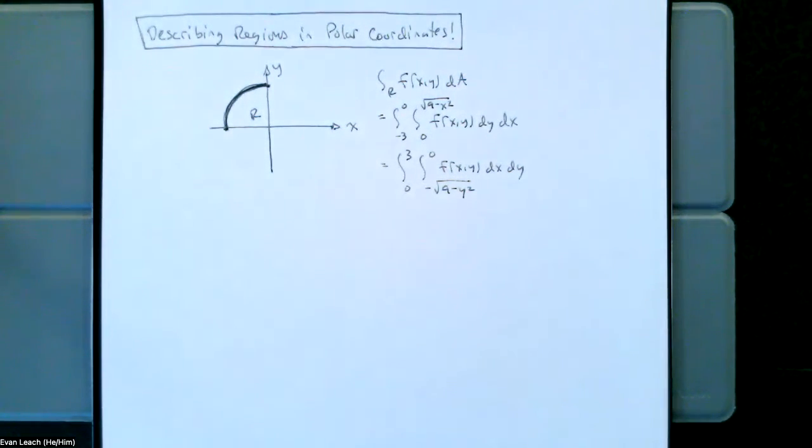Then when we went to the dx dy integral, y went from 0 to 3, that's the bottom to the top, and then left to right was the circle on the left, or the quarter circle on the left, but the negative part of it up to 0. So we describe this region with these two double integrals.